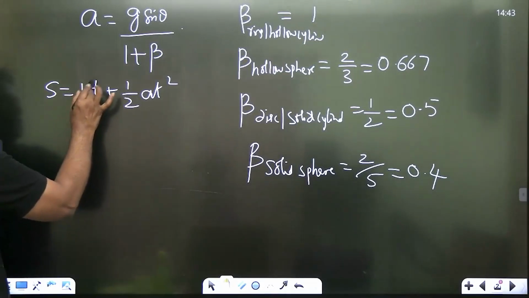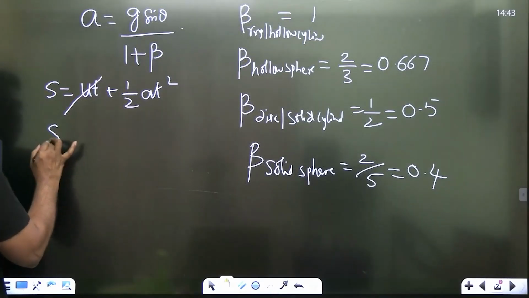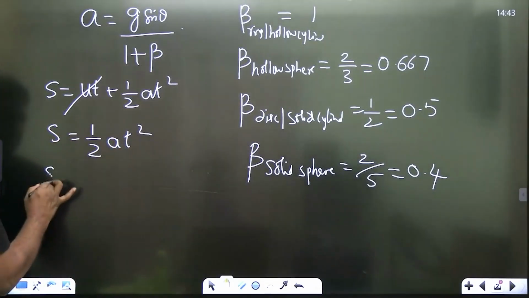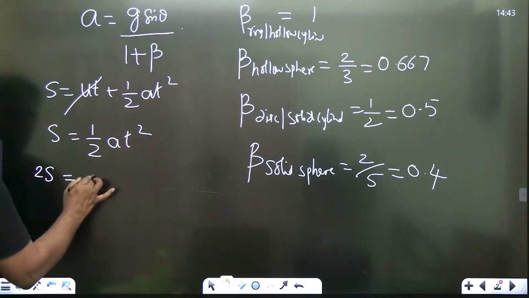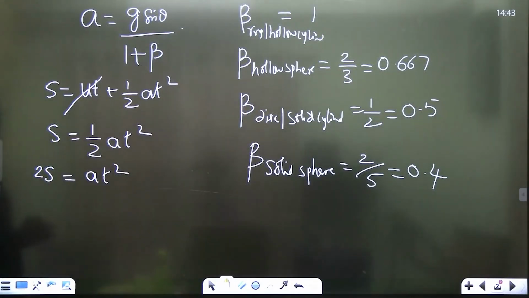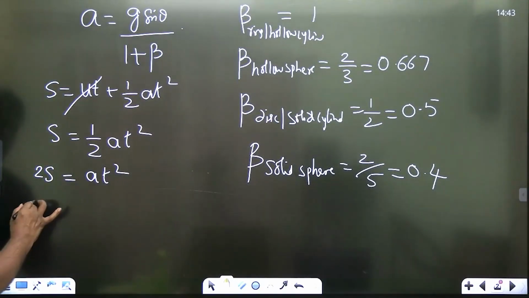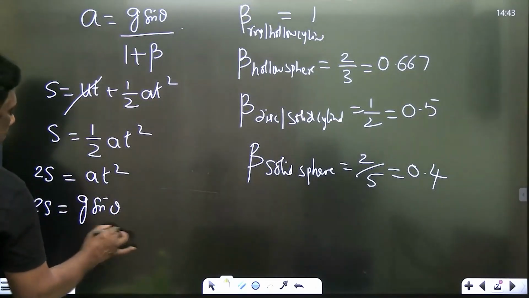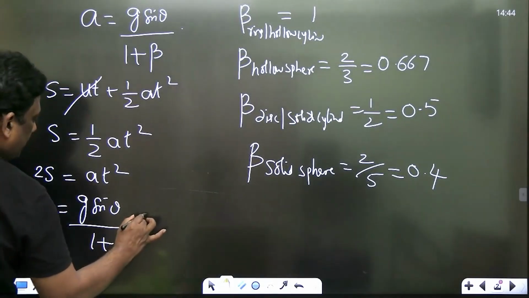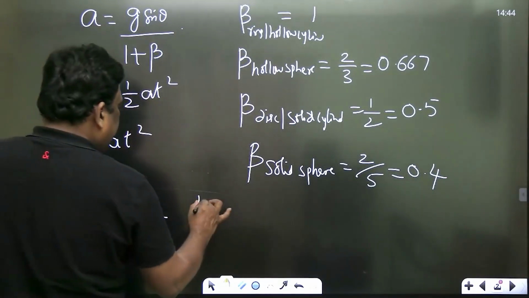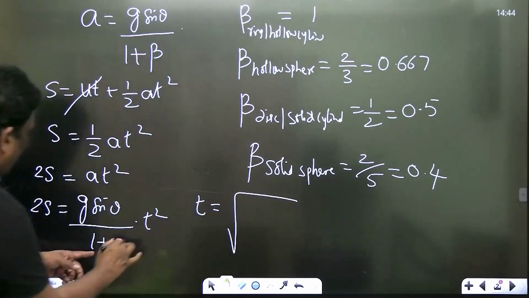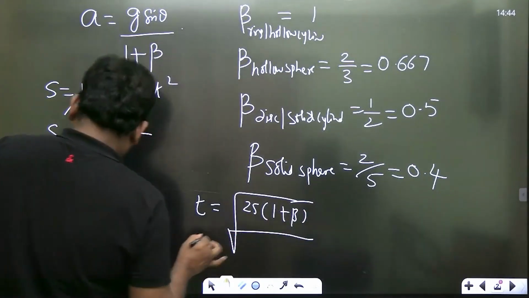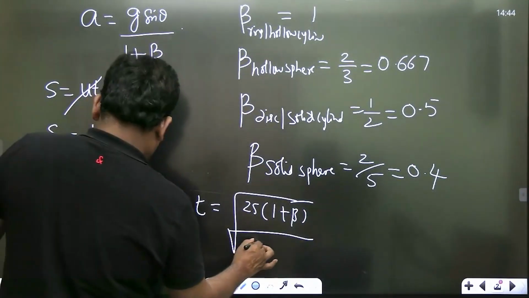So now see, initial velocity is 0, so that term is gone. So s = ½at², and so 2s = at². No problem at all. Acceleration is already known. What is the acceleration? g sin θ / (1 + β). So therefore t = √(2s(1 + β) / (g sin θ)).